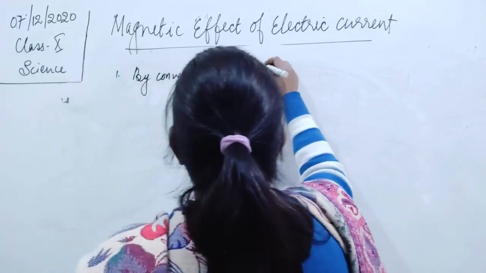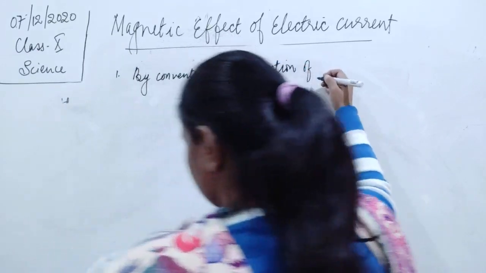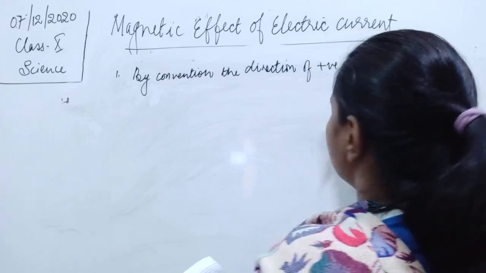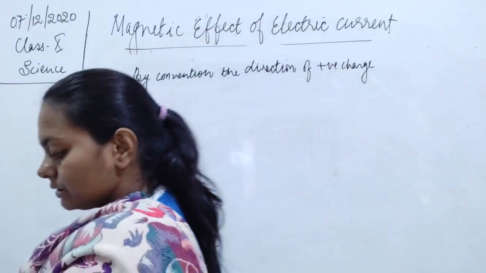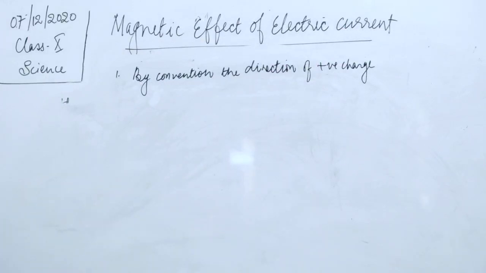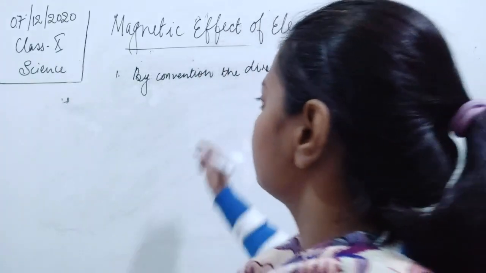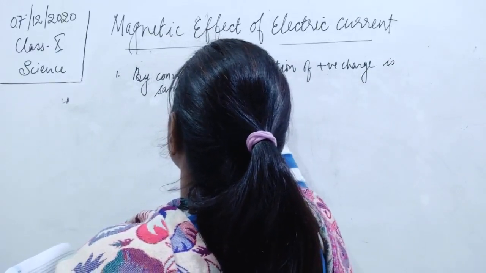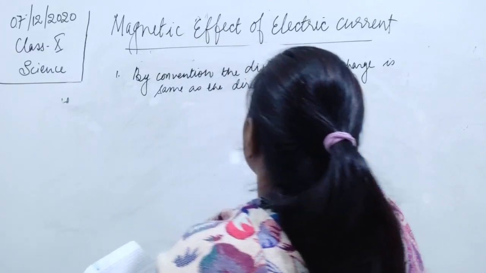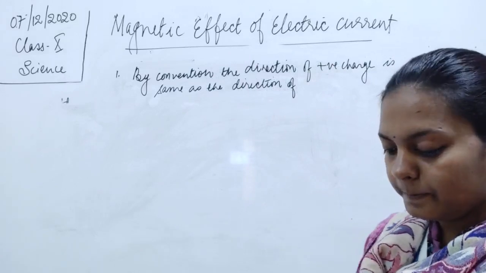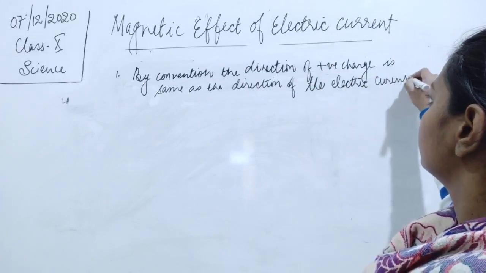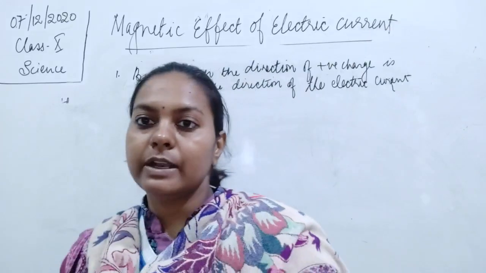The direction of the positive charge is the same as the direction of the electric current. ठीक है, the same as the direction of electric current.